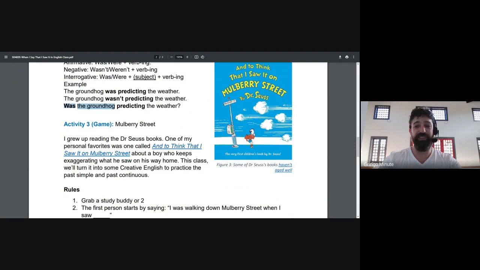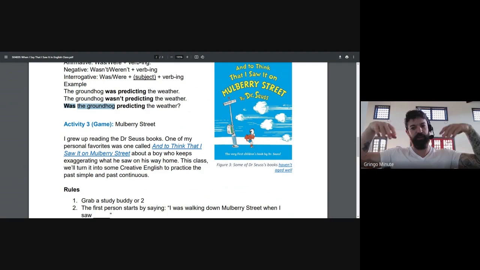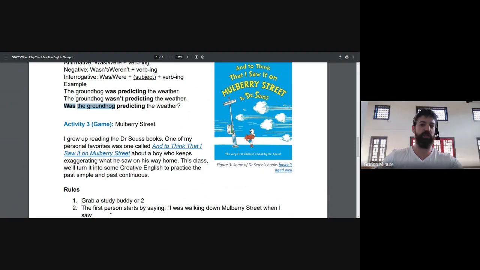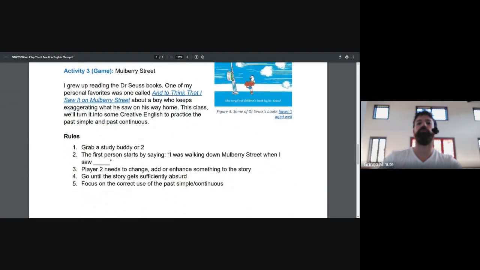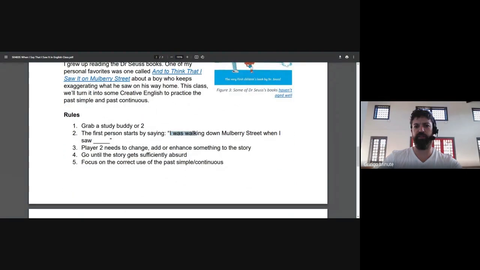And the only thing that Marco sees is a cart with a horse. And he thinks, that's not a very good story. So he decides to increase it. And then he has an Eskimo, and then it's a tiger pulling an Eskimo. And then at the end, it becomes a ridiculously huge story. And that is your challenge. We're going to be practicing this form. I was walking down Mulberry Street when I saw.